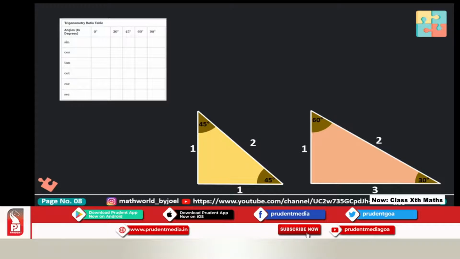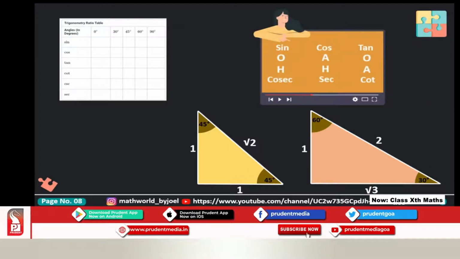Once we are done with this, for the bigger numbers, let's put a root sign. So in the first triangle, the bigger number is 2, so I'll put a root sign for that. And in the second case, the bigger number is 3, so I'll put a root sign for that as well. Okay. So two triangles, I hope you know how to write those values down. Then, this is our favorite table, what we have studied in the previous class.